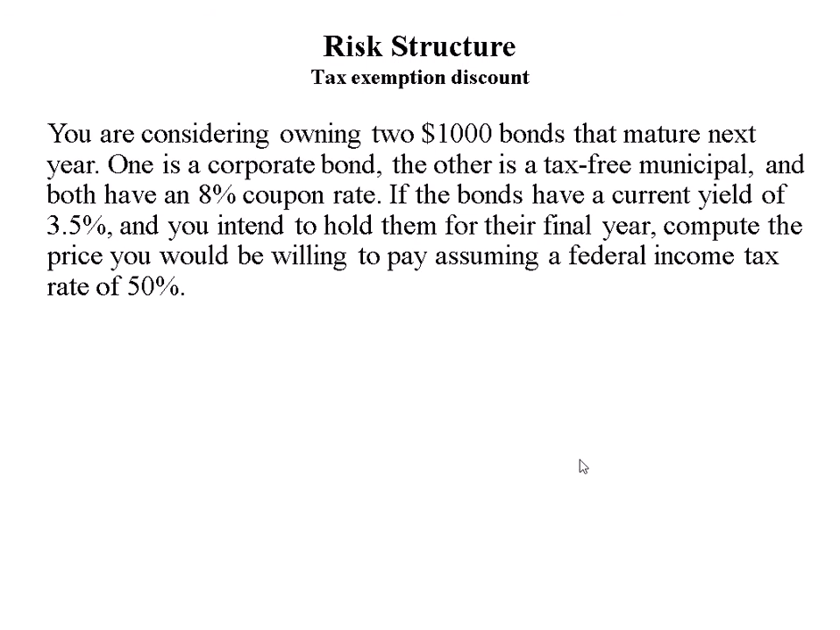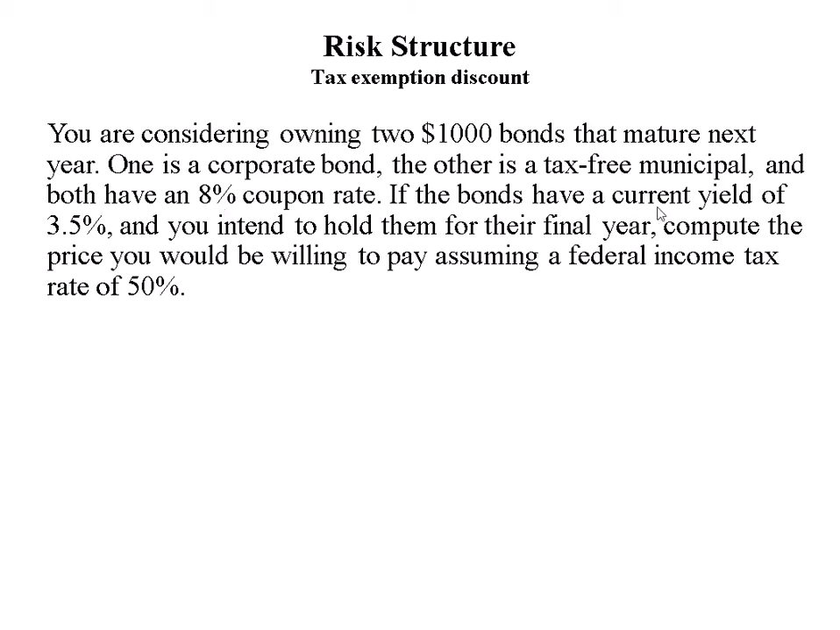And here's an example. You're considering owning two bonds, $1,000 bonds that mature next year. One's a corporate bond, the other is a tax-free municipal. Maybe this is a AAA corporate bond, right? And the municipal, instead of Treasury, we'll do AAA corporate, which has a very low default risk. And the municipal is a well-run city, so it has a really low default risk. And we'll assume those two default risks are the same. And one is a $1,000 bond, the other is a $1,000 bond. They both have an 8% coupon.